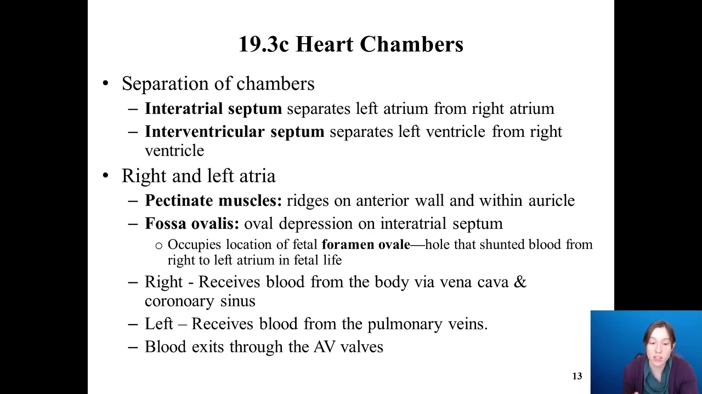The right atrium receives blood from the body via the vena cava and the coronary sinus. The left atrium receives blood from the pulmonary veins, and the blood is going to exit both of those through the atrioventricular valves. And we'll talk more about the valves in a bit.